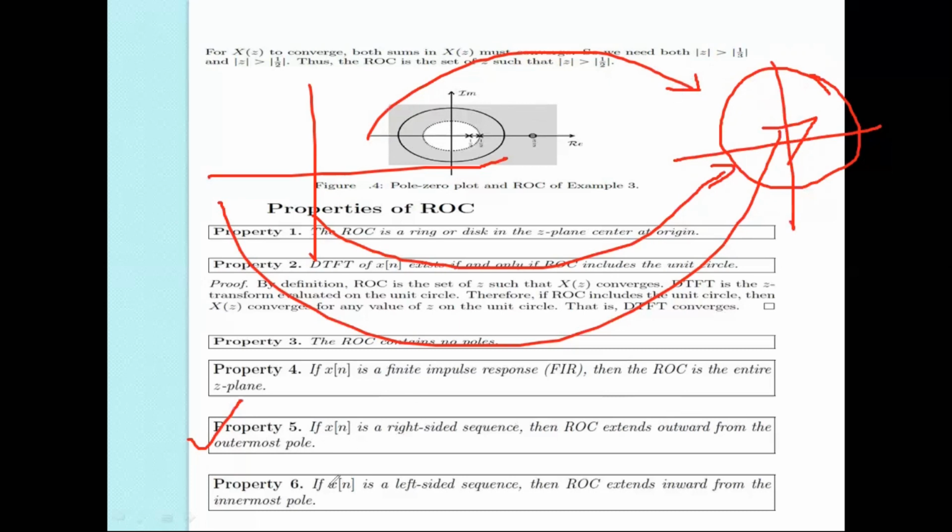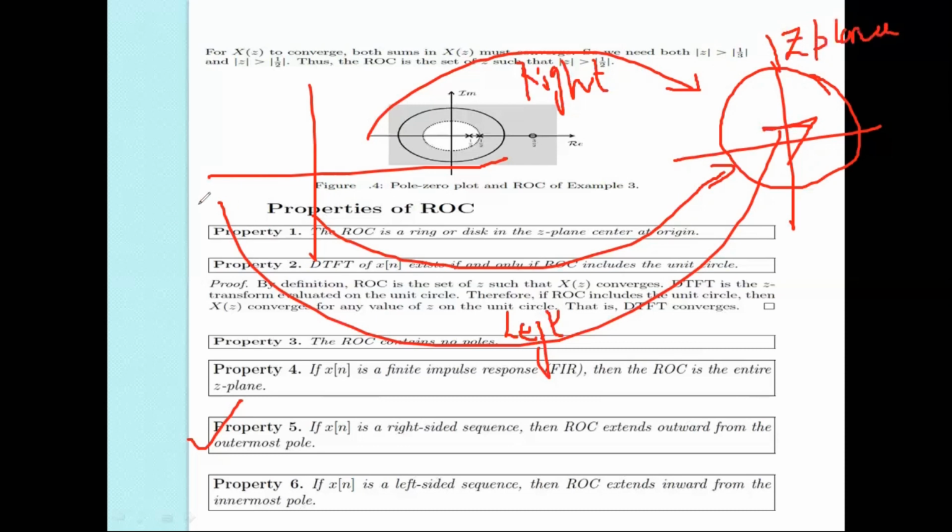If x[n] is a left-sided sequence, see here, this one is left-sided and this one is right-sided. Right-sided means outside, outward from the outermost pole. Left-sided means the ROC extends inward from the innermost pole. Inward is inward in the Z plane, right, students?